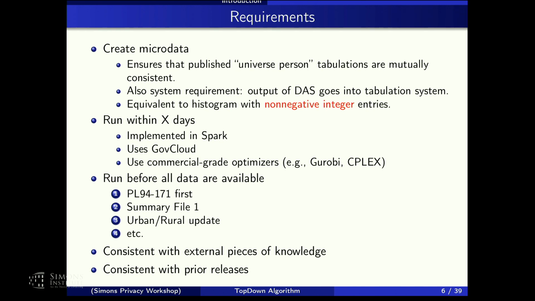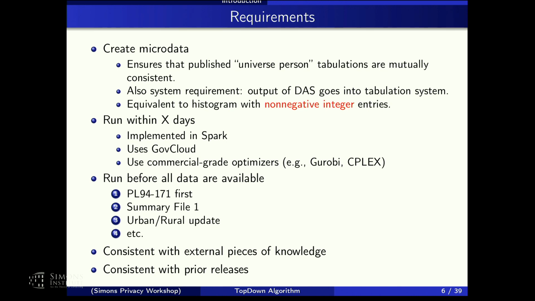In terms of practical things, we have a time limit. The whole system has to run within a certain number of days. So we're implementing it in Spark, which has its own challenges. We're using the cloud. And instead of writing our own optimizer routines, we're actually using commercial-grade optimizers.